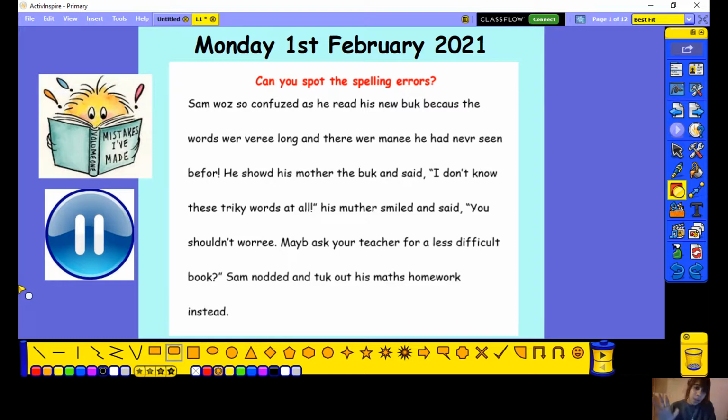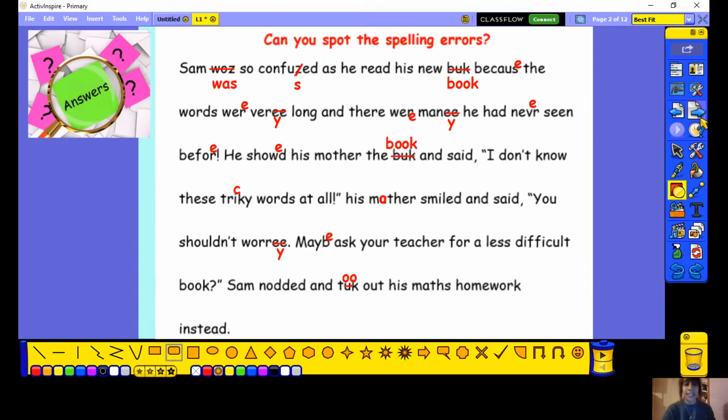So pause the video now, have a look for any spelling errors, and press play when you are ready for me to go through the answers. Okay, so I'm about to go through the answers, so make sure you have paused. Okay, so let's read it through. You can either pause the video and just compare against what you did, or you can listen to me read. Feel free to fast forward if you already have edited.